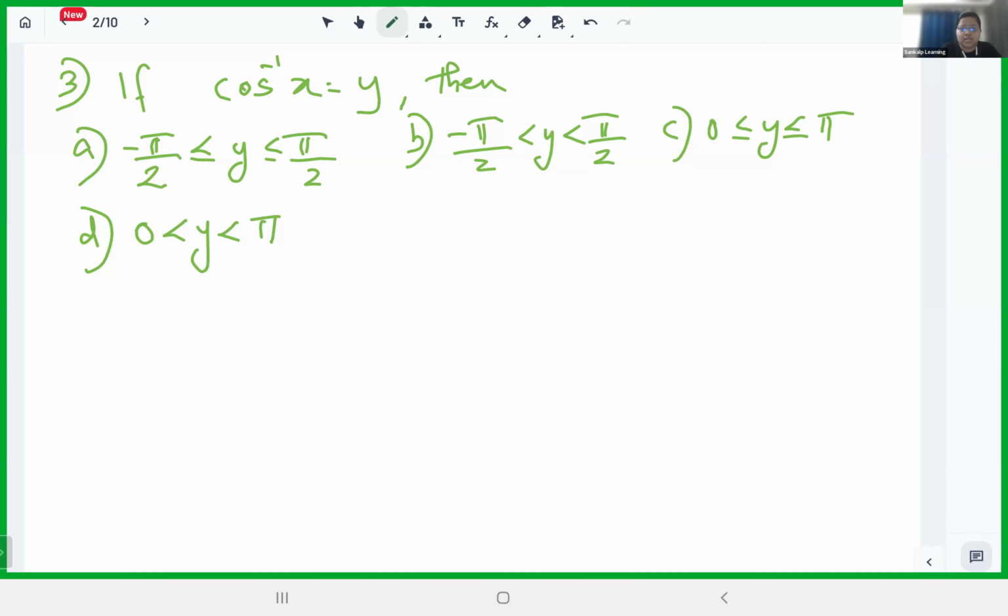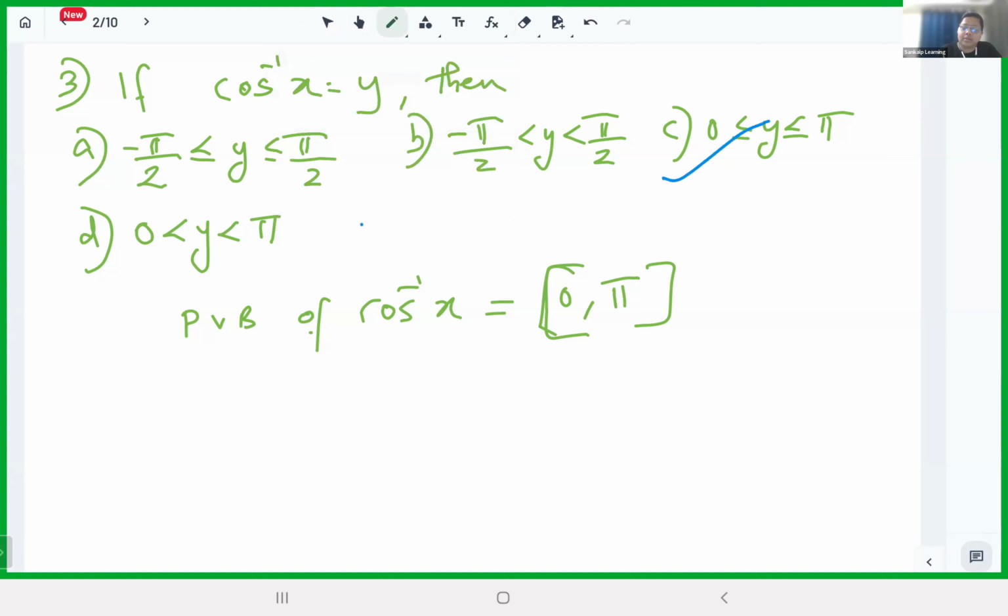What is the range of cos inverse x? The principal value branch of cos inverse x is nothing but closed interval 0 pi, isn't it? Closed interval 0 pi is the principal value branch of cos inverse, or the range of cos inverse. So here y is in the range of cos inverse because they have given that cos inverse x is equal to y. So how can you write this in the form given in the question? How can you write closed interval 0 pi? Isn't this the method?